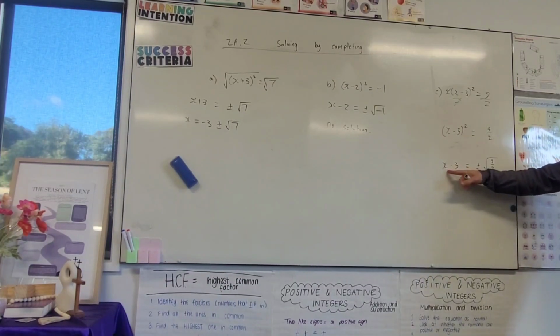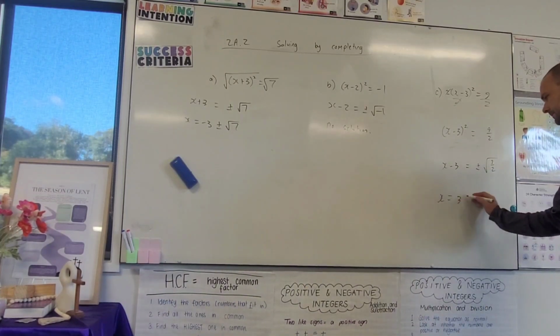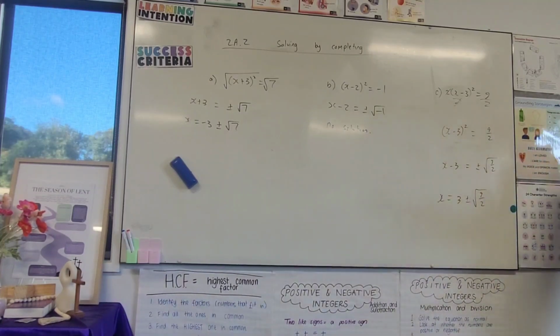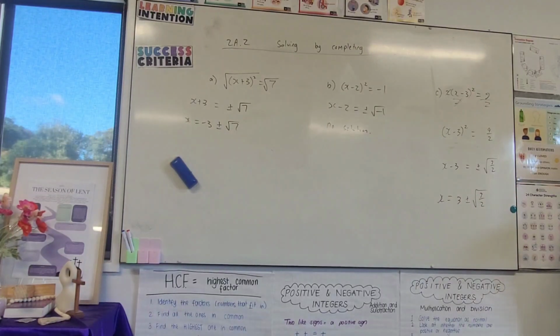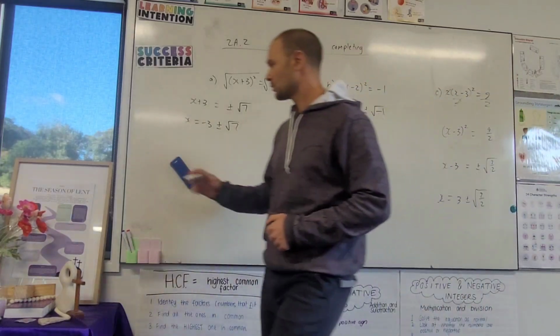And then again, we've got x take away 3. The way we're going to get rid of that minus 3 is by plussing 3 to both sides. And so that's going to be our answer. We have 2 solutions: 3 plus the square root of 9 on 2, and 3 take away the square root of 9 on 2. Okay, that's enough for us to do 2A.2 question 1.